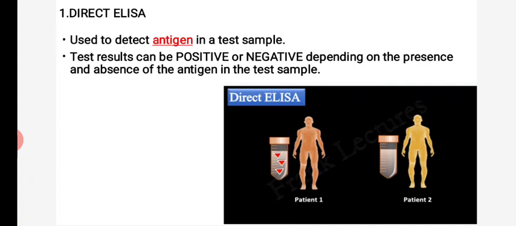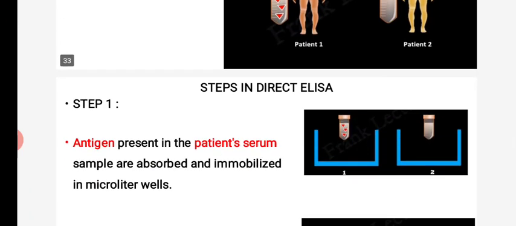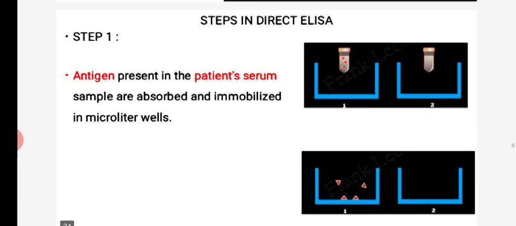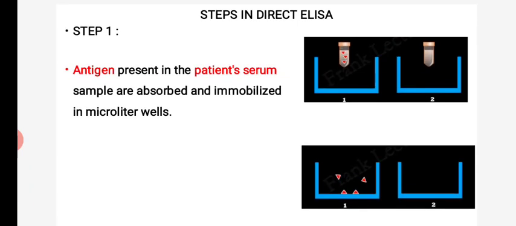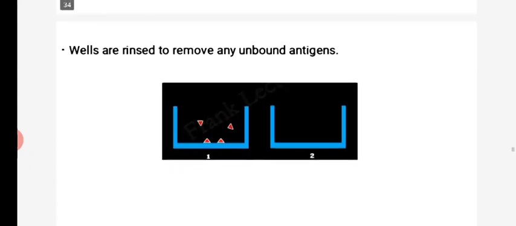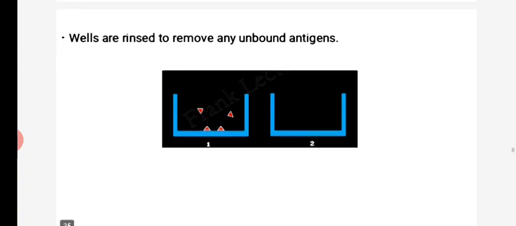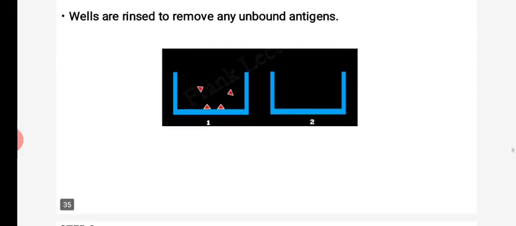You can see two patients, patient 1 and patient 2. We are taking the serum of patient 1 and patient 2. Patient 1 has a specific antigen. In step 1, the antigen present in the patient serum sample is absorbed and immobilized in microtiter wells. Then the wells are rinsed to remove any unbound antigens, so unbound antigen is washed off from the wells.